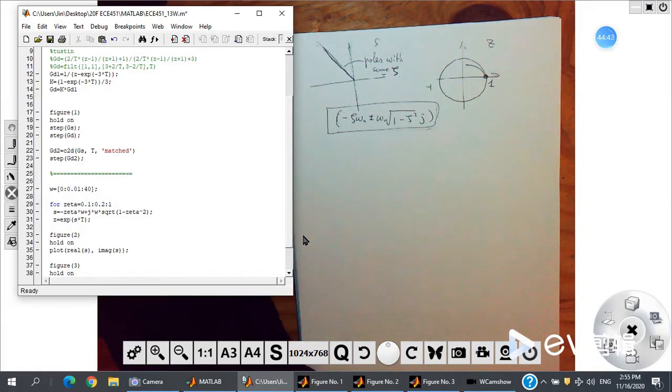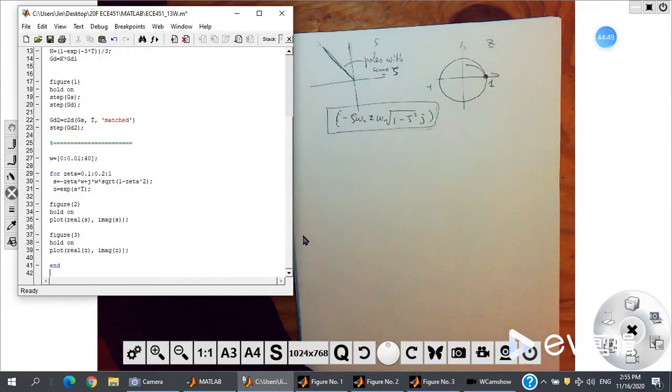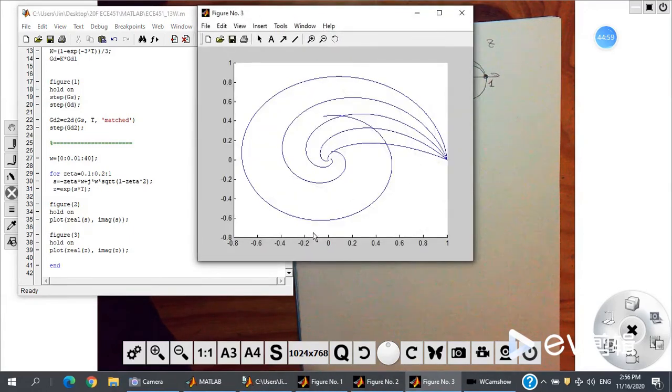And I need a figure. I need a graph of real S, and plot the real and imaginary Z. I think all the rest will be the same. Let me run it. Okay, it looks like this.